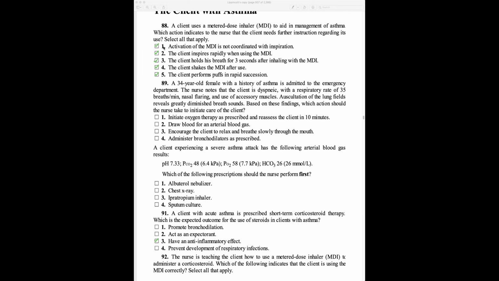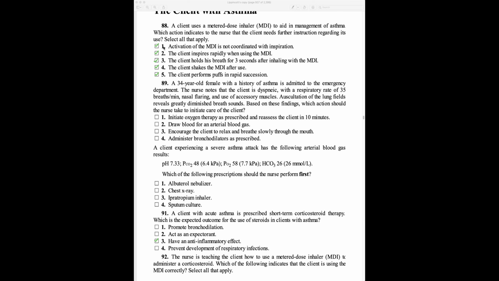Two, the client inspires rapidly when using the metered dose inhaler. Do you want to just breathe in or do you want to take a nice deep breath when you're using a metered dose inhaler? You want to take a nice deep breath, right? Because remember, the goal of using a metered dose inhaler is not to get the medication in the mouth, but to actually breathe the medication in. If you're just breathing in rapidly, you're not increasing how much medication you're getting in your respiratory tract. So you want to take a nice deep breath.